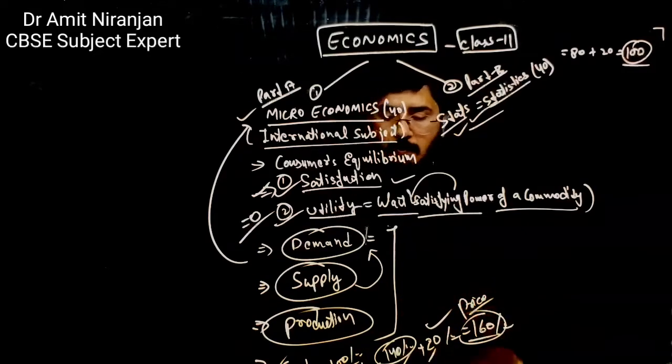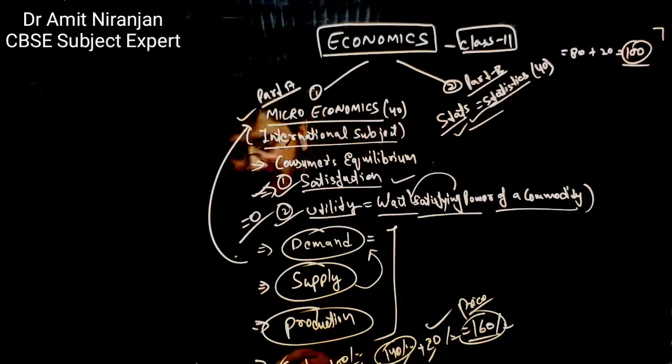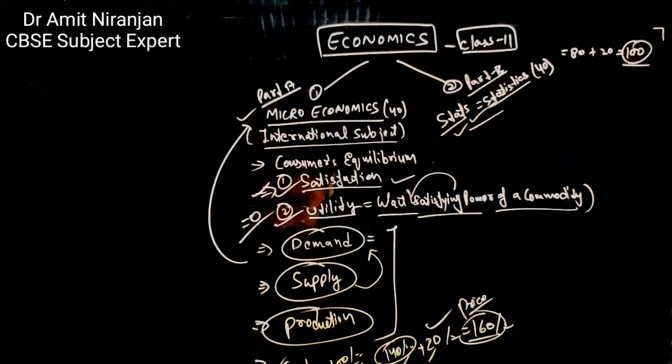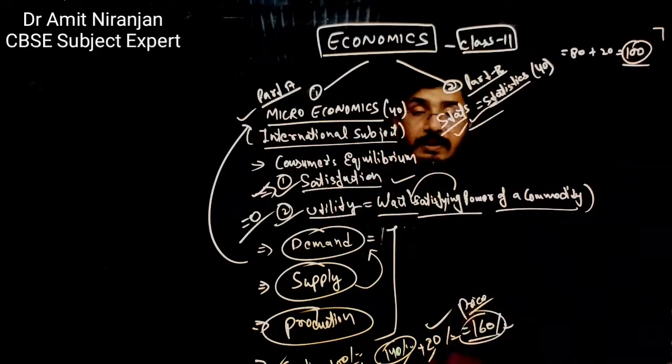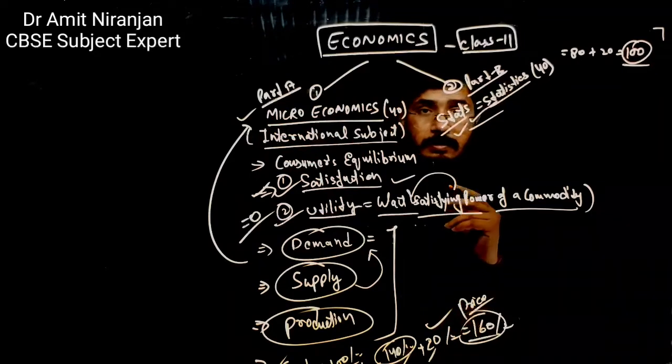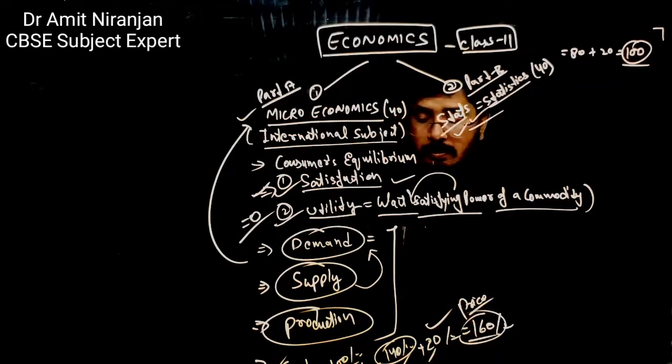So the final price is 160. What about the revenue? Revenue means whatever you are receiving. You are expecting 160, but actually you will get only 150. So here 150 is your revenue. It doesn't mean it is loss of profit. It means whatever amount you receive after selling the commodity is called revenue.